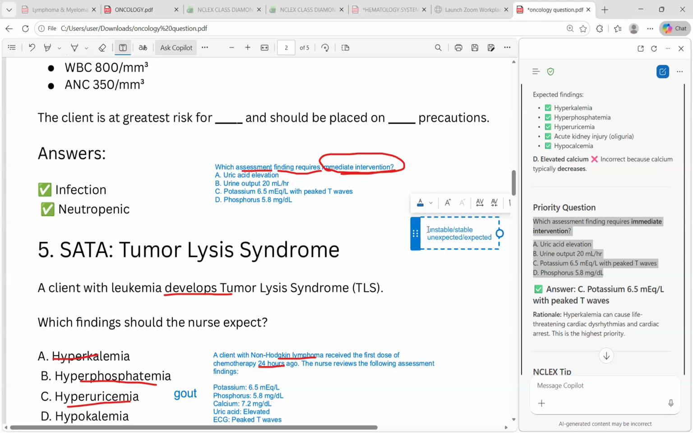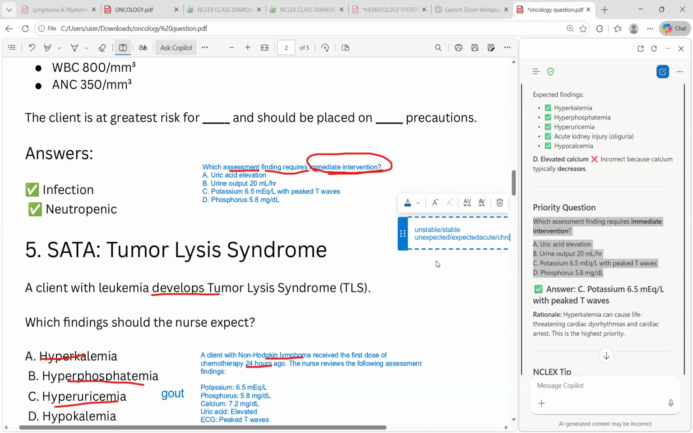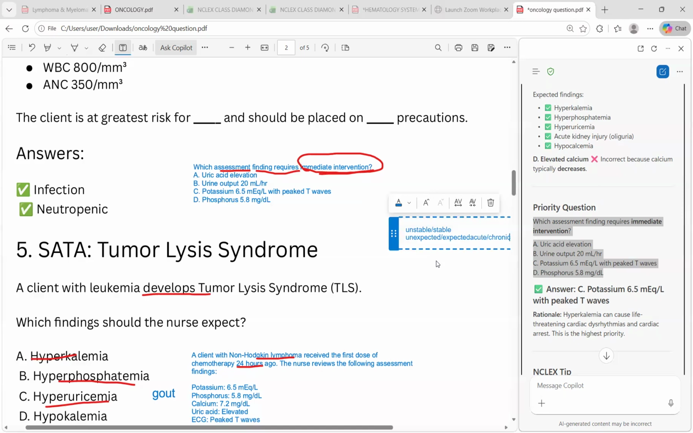In the same way, here they have given four options. Of these four options, three findings are expected, but one finding is unexpected. So we need to choose the unexpected one. And in the case of acute versus chronic condition, which one do we choose? We choose the acute condition first as compared with the chronic condition.